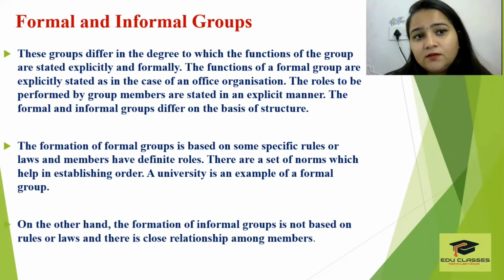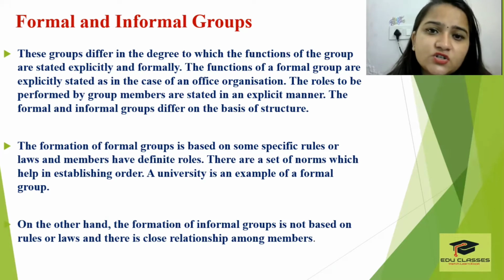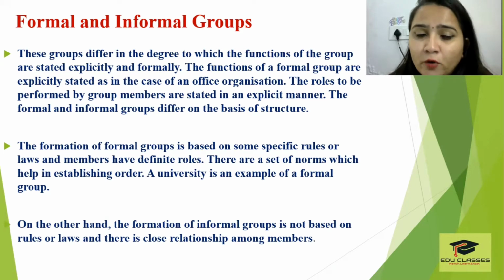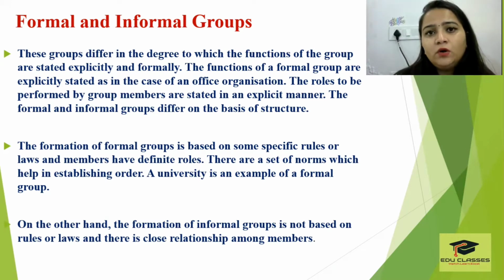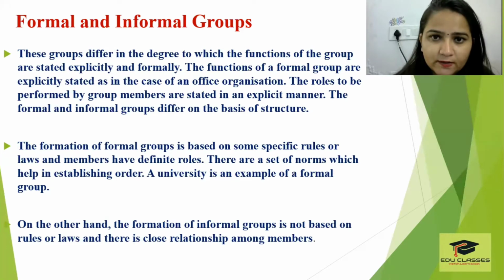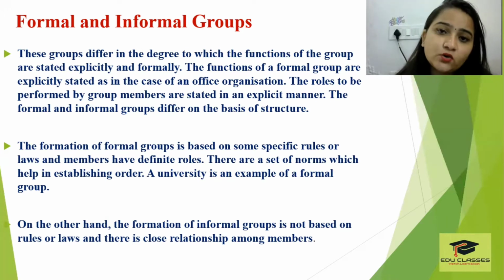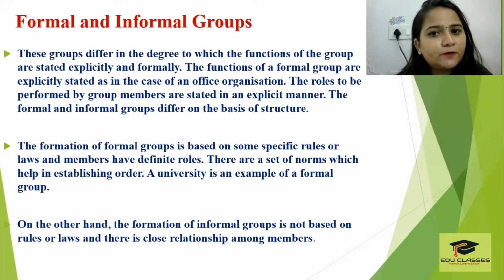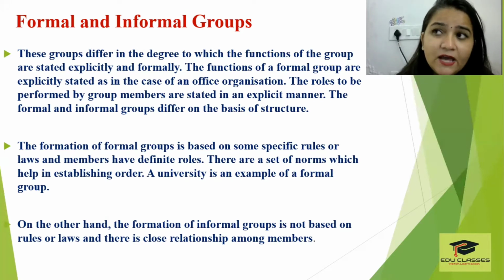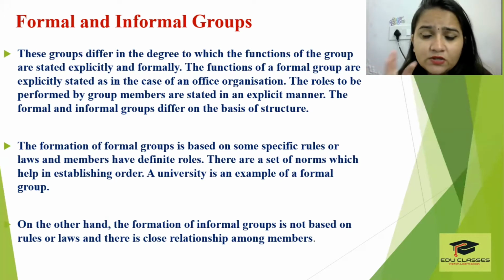So let's read what's written. These groups differ in the degree to which the functions of the group are stated explicitly and formally, right? So of course in a formal group the function will be very clearly mentioned and the structure of this group will be very formal. The functions of a formal group are explicitly stated, as in the case of an office organization. If you look at an office organization, it is a formal setup. The roles to be performed by group members are also stated very clearly, right? So if it is a manager, what is their work, if it is a team leader, what is their work. So this structure is very clear cut, right?